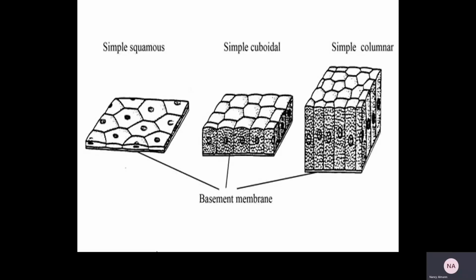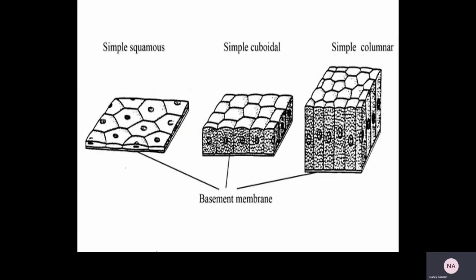I like this image because it gives you a pretty good idea of the shapes of the cells that we're going to be talking about. As we talked about in the last section, there are categories of epithelial cell types, and the way that we will categorize and name them will be based on the number of layers of cells as well as the shape of the cells.